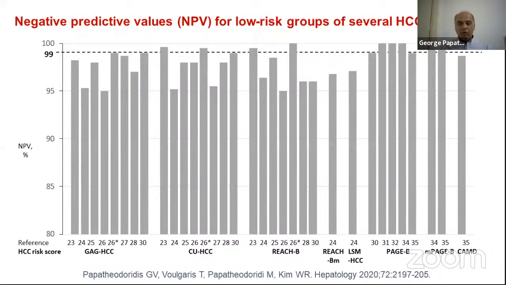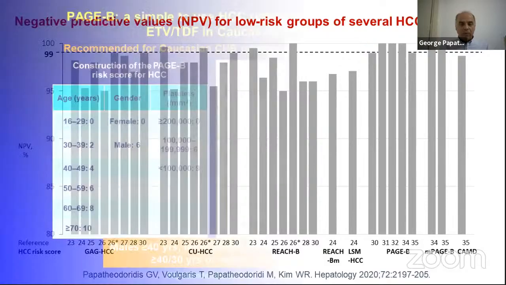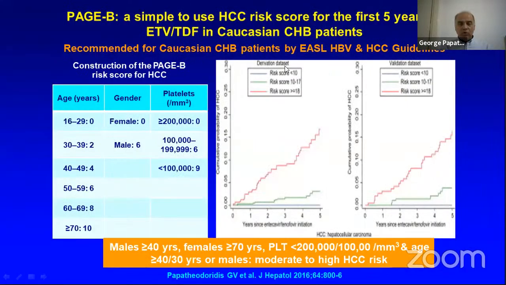And most importantly, the negative predictive values, you see again great variability in the old scores, and I would say stable, good negative predictive values in the recent score, PAGE-B, modified PAGE-B, 99% or above for 5-year HCC risk prediction. This is the PAGE-B score, which is recommended by the APASL, EASL, and AASLD guidelines. It's very simple, I would say.